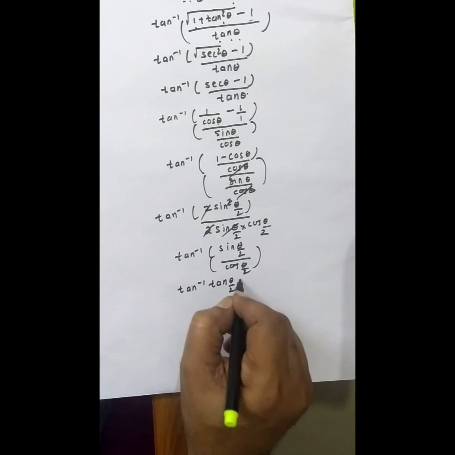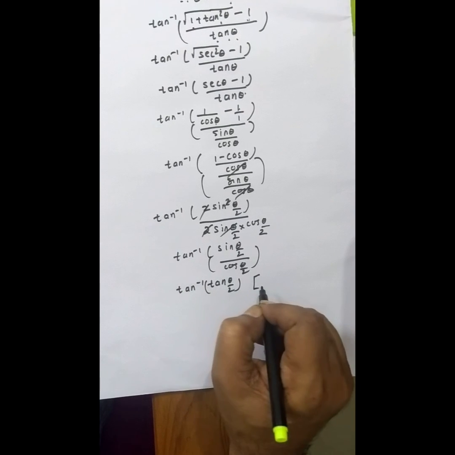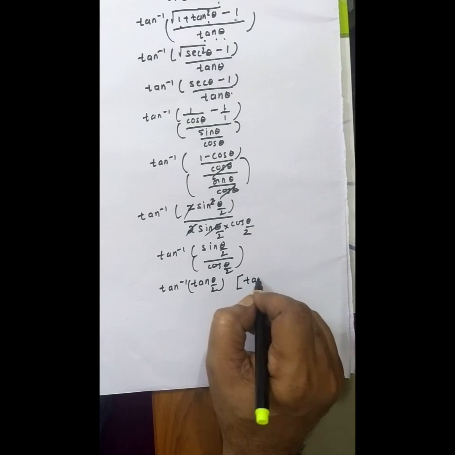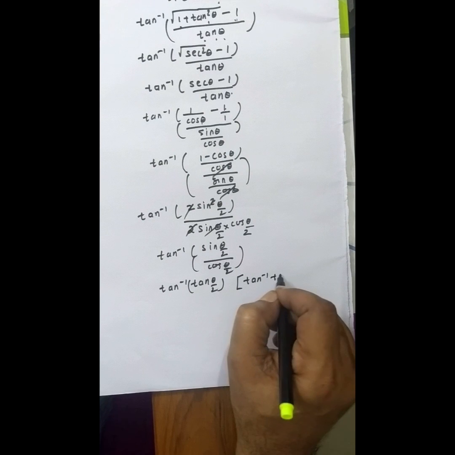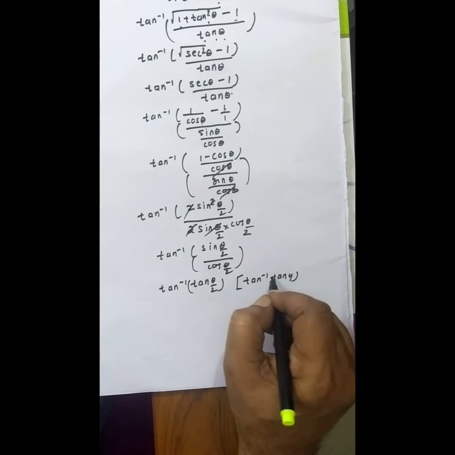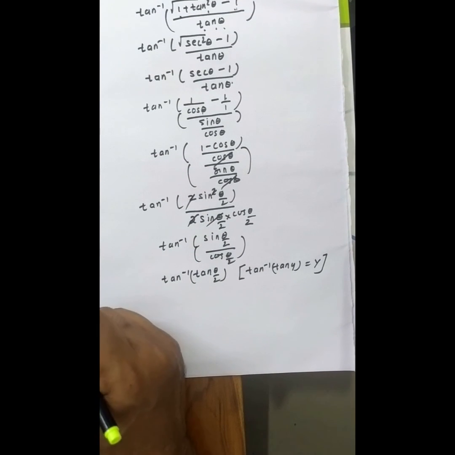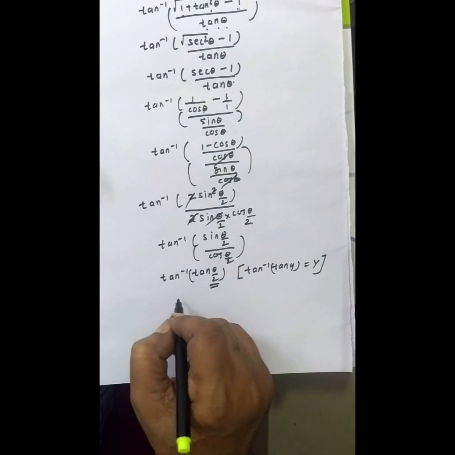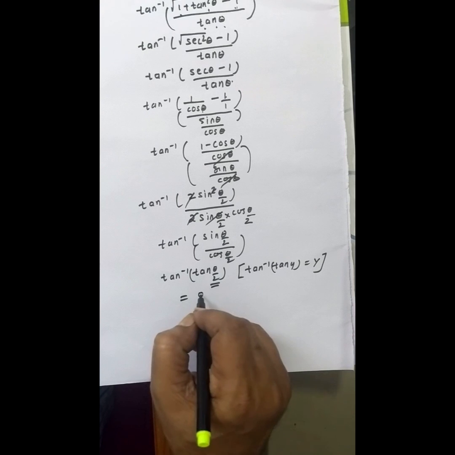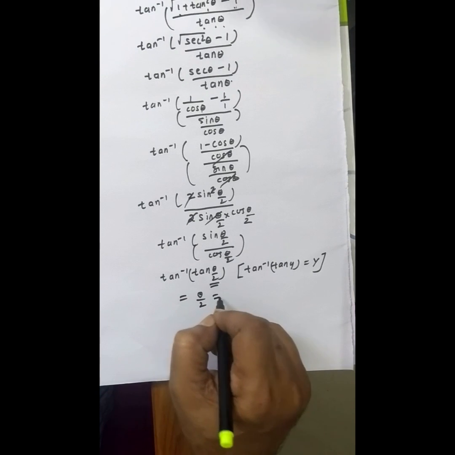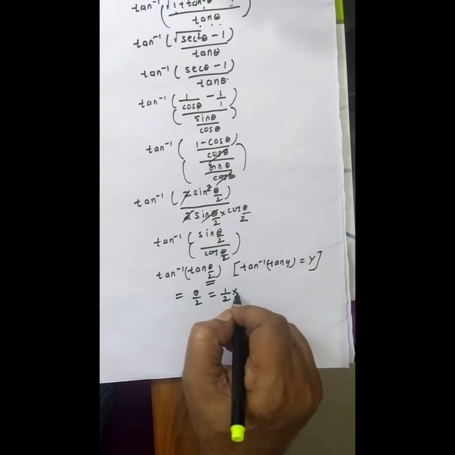Tan inverse of tan theta by 2. Now this is like tan inverse of tan y. What is tan inverse of tan y? It is y. Now instead of y it is theta by 2. So this becomes equal to theta by 2. This theta by 2 we can write as 1 by 2 into theta.